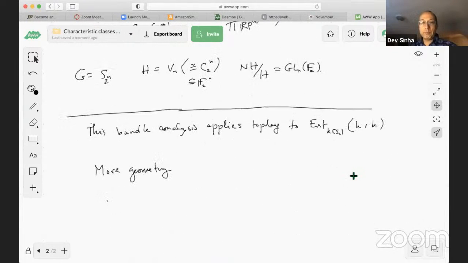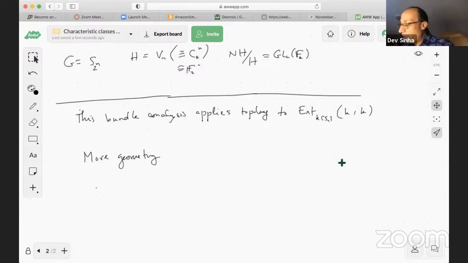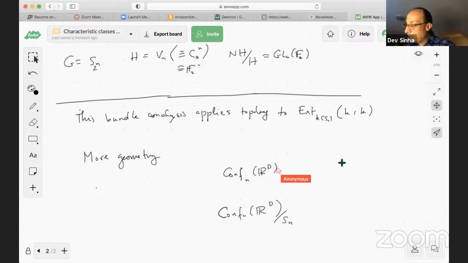Let's think about configurations of endpoints. Let's just go R capital D for sanity. This is similar to Grassmannians of n-planes in R capital D. If I take this bundle, this is a universal S_n bundle as D gets large.